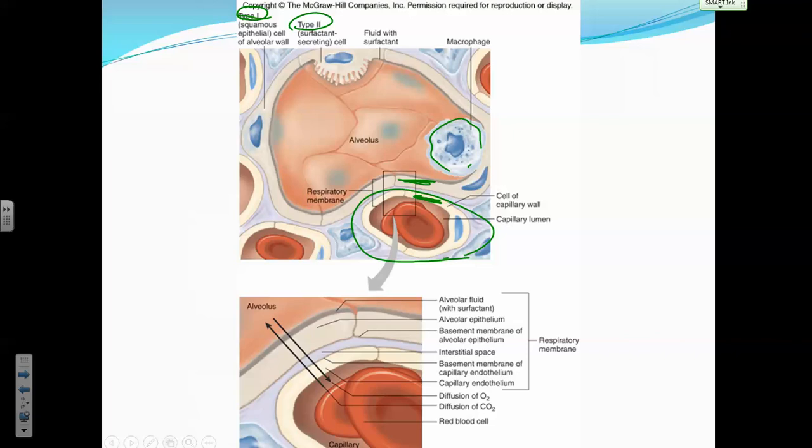Why would an alveolus collapse if you did not have surfactant? Not air pressure, not partial pressure. It has nothing to do with pressure. Surface tension of the water molecules that are lining the alveolus. Okay?